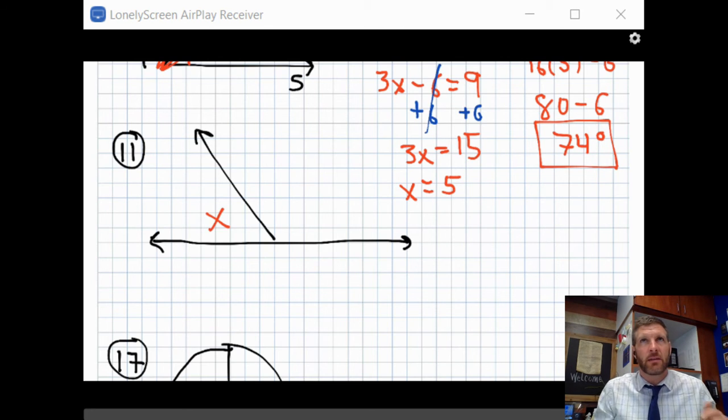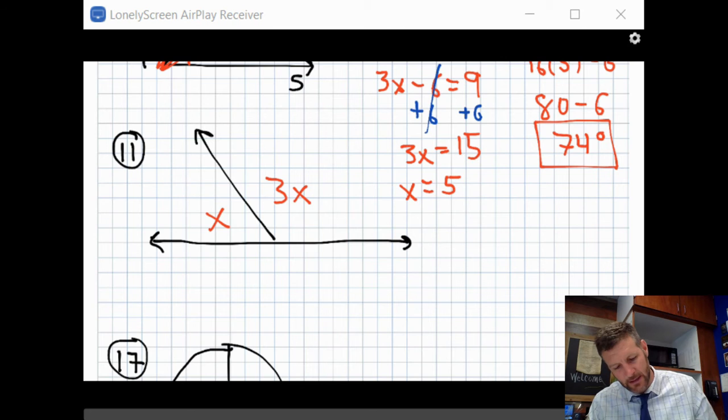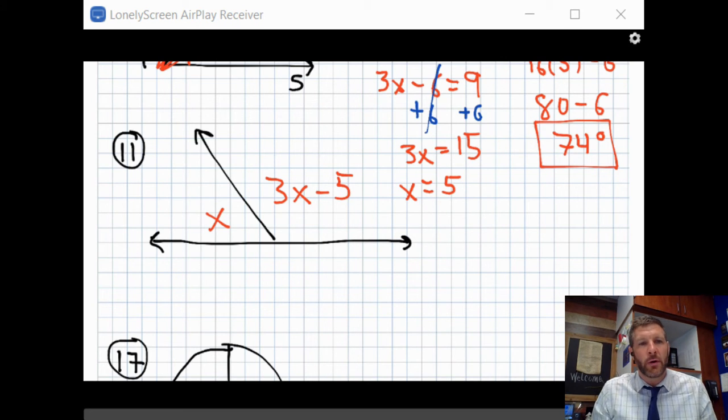5 degrees less than 3 times. So 3 times this one would be 3 times x, and then 5 degrees less. So that means the other angle is 5 degrees less than 3 times the other one. The key step, at least for me, is picking one, just deciding that one of these is x.